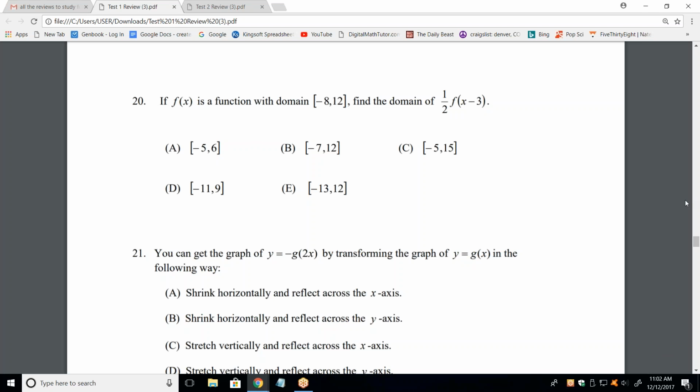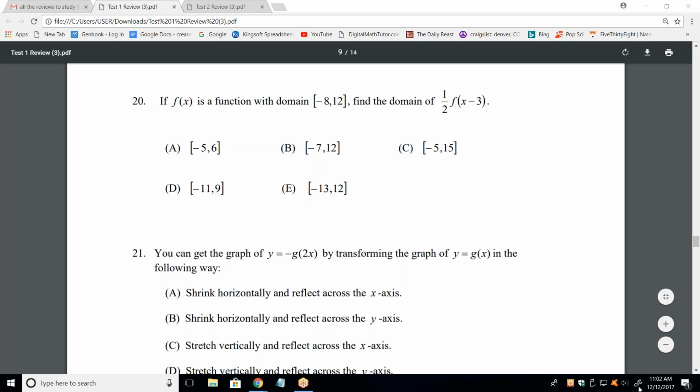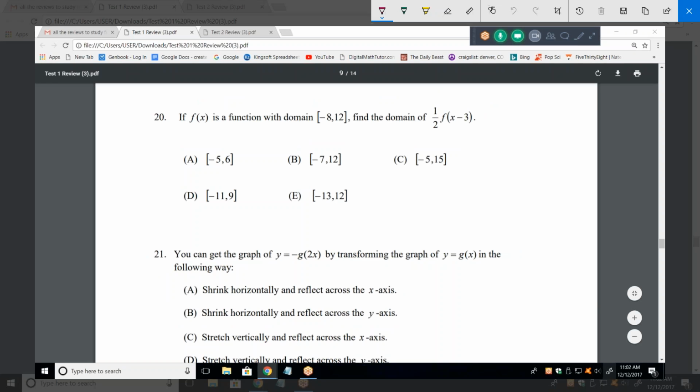Let's start with a couple of the problems that gave me difficulty last time that I said I would look back at. Okay. Number 20 was the first one. Let's talk about 20. First of all, that is not an XY coordinate. That is the X values that satisfy the domain. In other words, anything from -8 to 12, including -8 and 12, are in the domain of f of x.